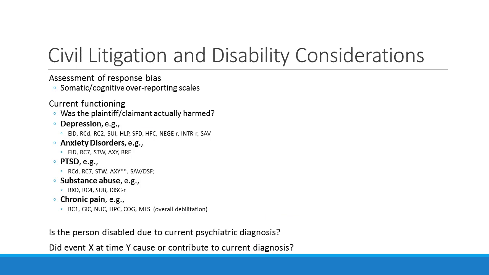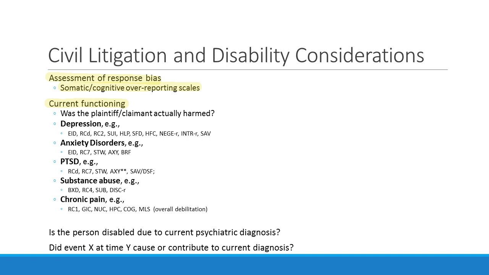In terms of civil litigation and disability evaluations, we're of course looking at determining current functioning. How's the person currently doing? It's very important to consider assessment of response bias, as it is for all evaluations. But here in particular, the MMPI-2-RF somatic and cognitive overreporting scales seem to be particularly relevant based on research. These scales, the FS, FBS-r, and RBS, seem to be particularly useful in these contexts in detecting individuals who are overreporting physical and cognitive symptoms, for instance.